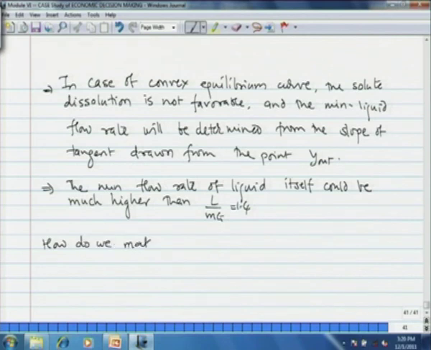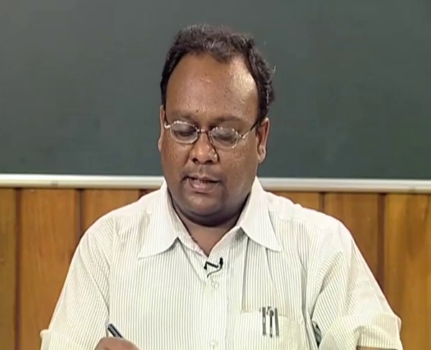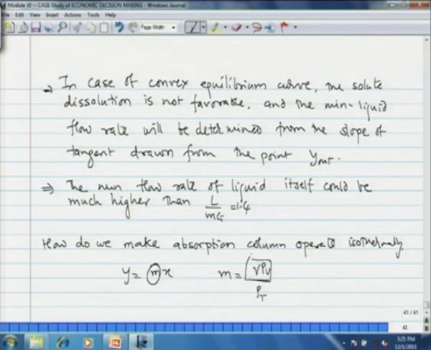Now, how do we make our system behave close to ideal, or how do I make the absorption column operate isothermally? If I look at the slope of the equilibrium curve m, which is gamma PV by PT, that is what we derived in the previous lecture, we see that the slope of the equilibrium curve is basically dependent on two parameters, that is gamma, the activity coefficient, and PV, the vapor pressure of solute at the temperature of operation.